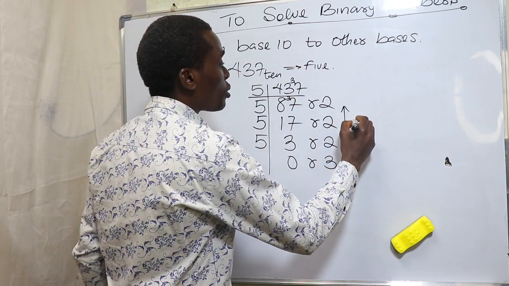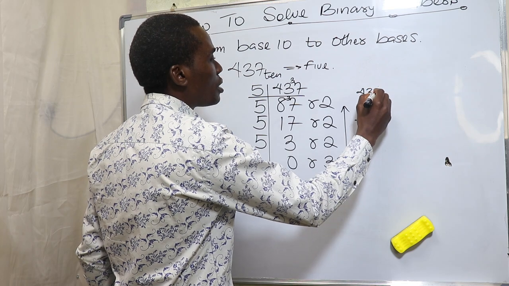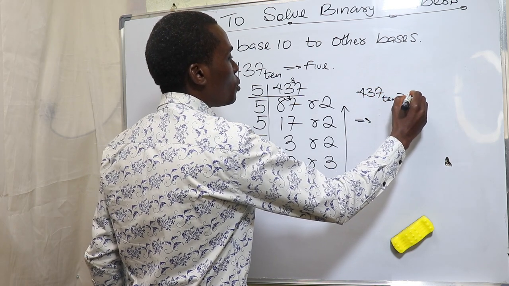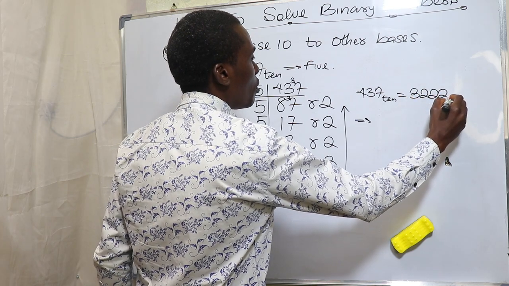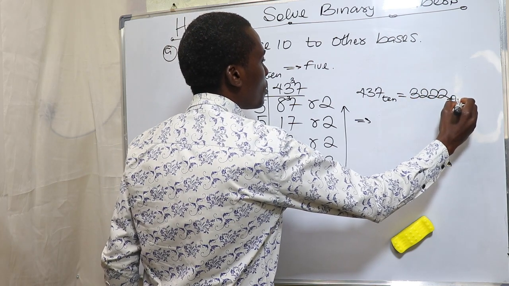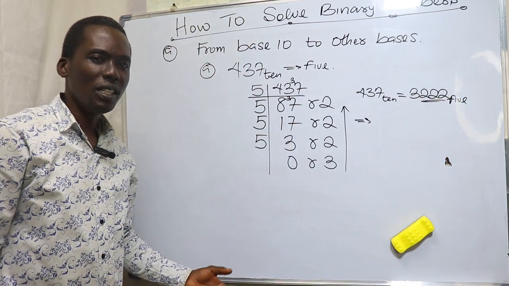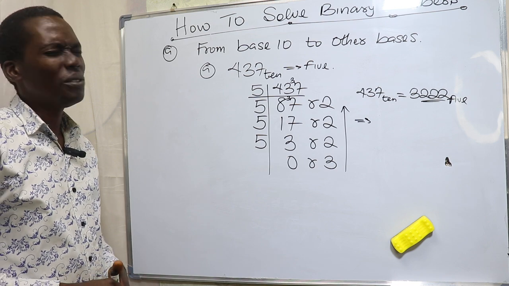If you count am from bottom to top, that means 437 for base 10 go dey equal to 3222 for base wetin? For base 5. Now that one is the answer. So you see, say e dey very very easy. E no hard. E no hard, chacha.